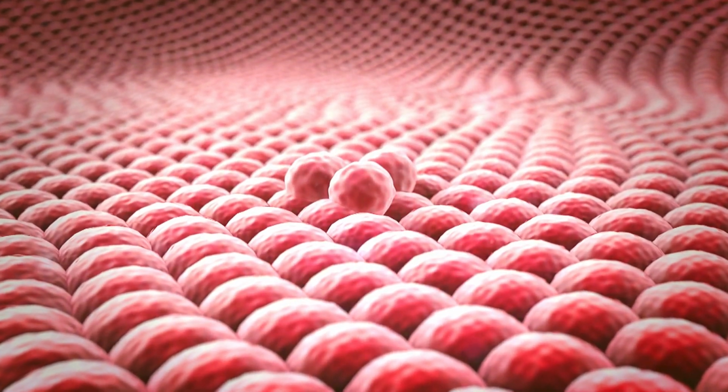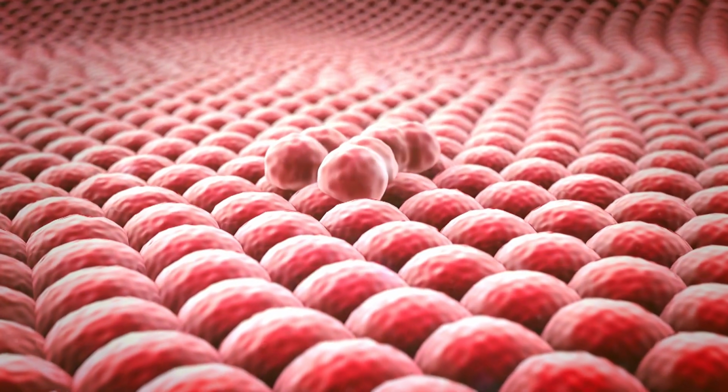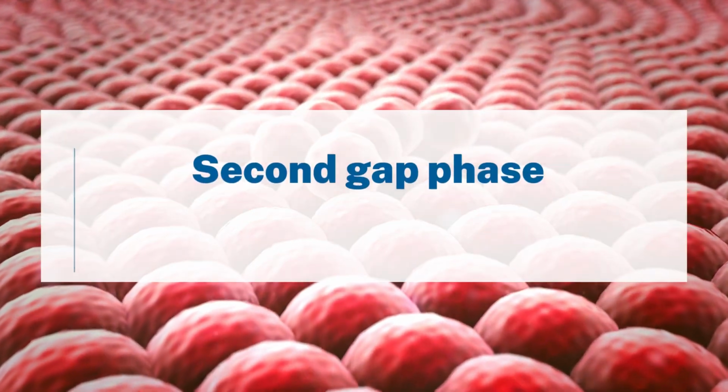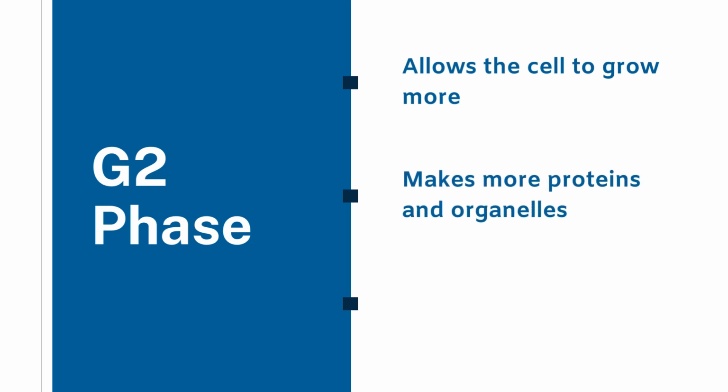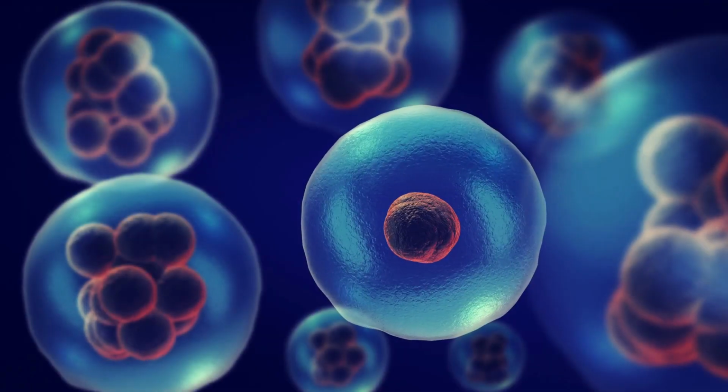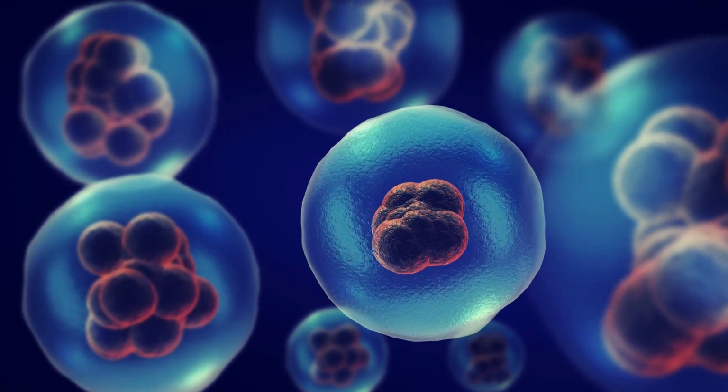Now, what's next? The next step in the process of the interphase is the second gap phase, abbreviated as G2 phase. This phase allows the cell to grow more. Along with the enlargement in the cell size, the cell also makes more proteins and organelles. The most important function of this phase is that it prepares the cell for mitosis. This phase helps the cell to prepare for the actual cell division in the M phase.